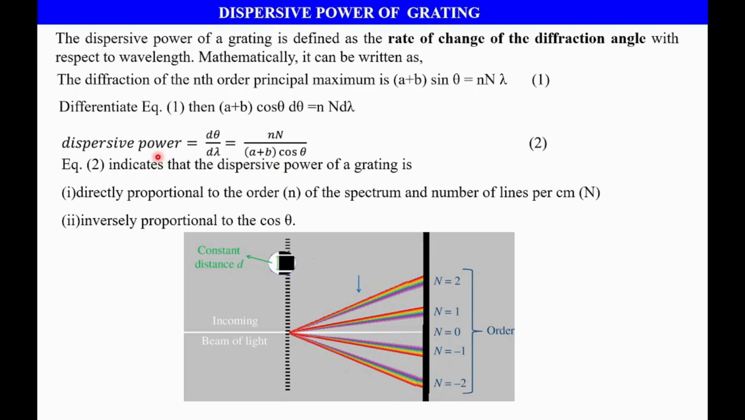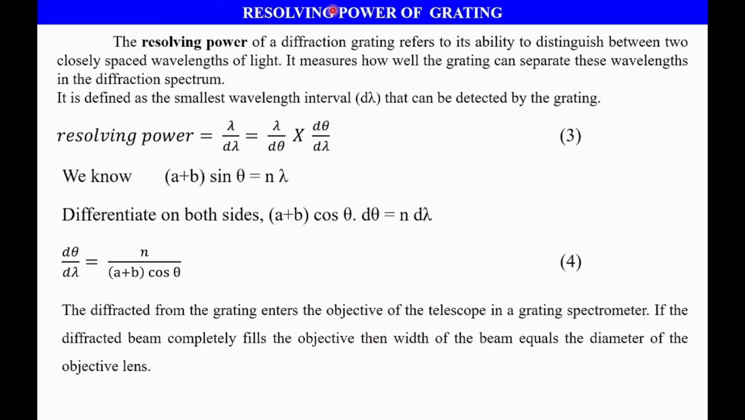From equation number 2, it can be concluded that the dispersive power of the grating is directly proportional to the order of the spectrum and the number of lines per centimeter, and it is inversely proportional to cos theta. Now, coming to the resolving power of the grating, it is important from the examination point of view. The resolving power of a grating refers to the ability to distinguish between two closely spaced wavelengths of the incident light.